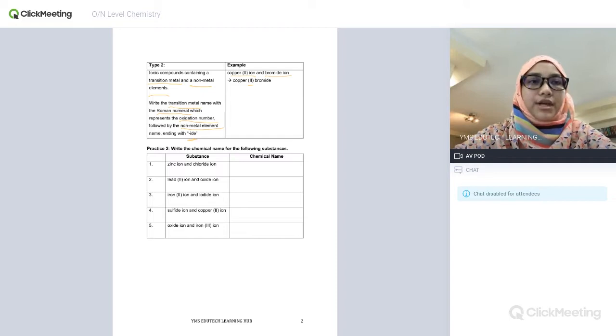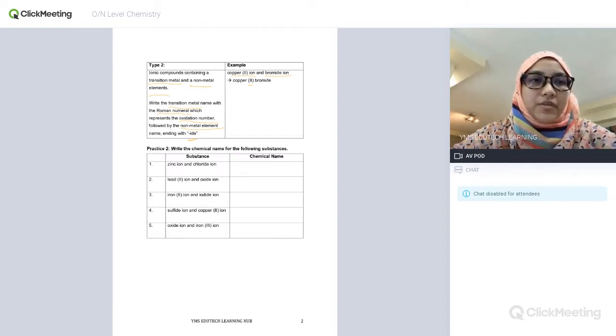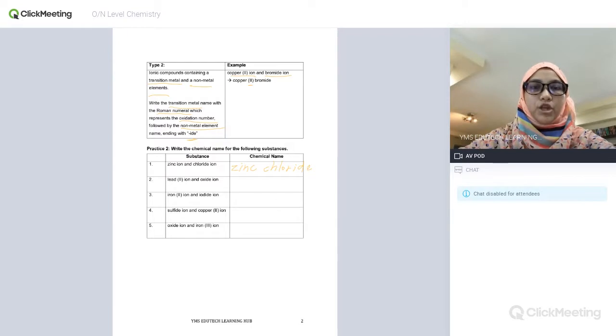Zinc ion and chloride ion. So zinc is the transition metal, so we will write zinc chloride. Okay, you may ask, why is it that zinc is not accompanied with the oxidation number? Zinc is a special transition metal whereby its oxidation number is always 2. So we do not need to write it as zinc 2 chloride, since majority of zinc compounds are zinc 2.